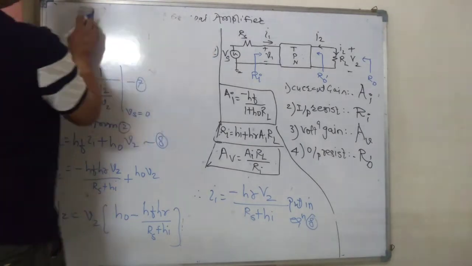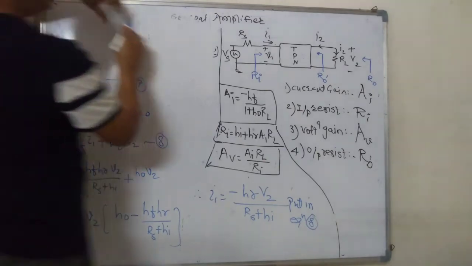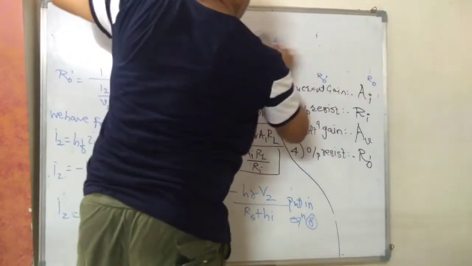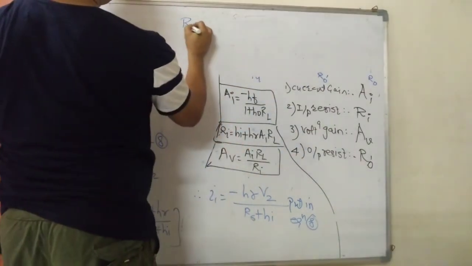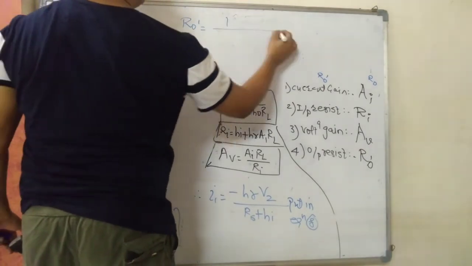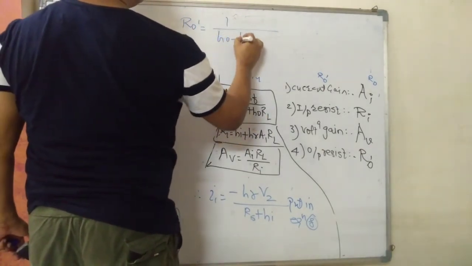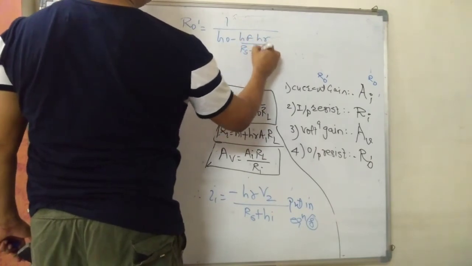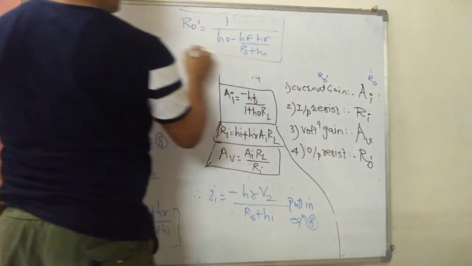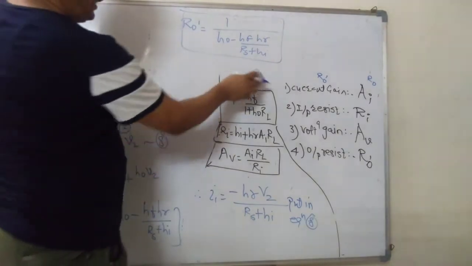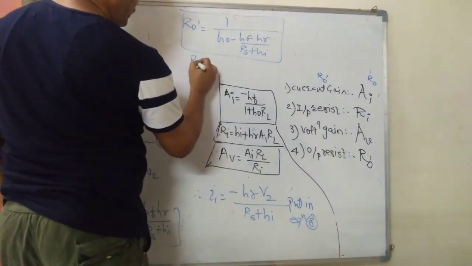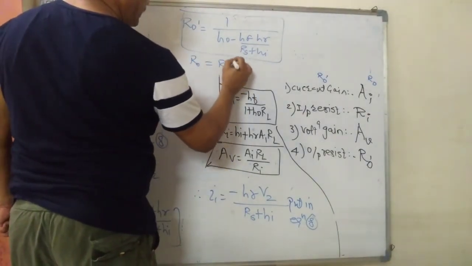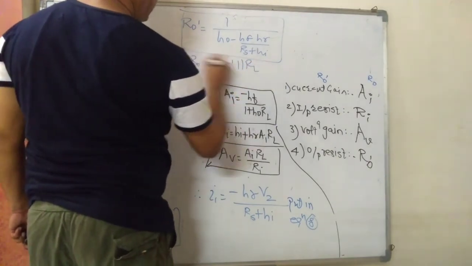So lastly, RO dash is equal to 1 upon HO minus HF HR upon RS plus HI. That is the output resistance. And finally, the output resistance RO will be RO dash parallel with RO.